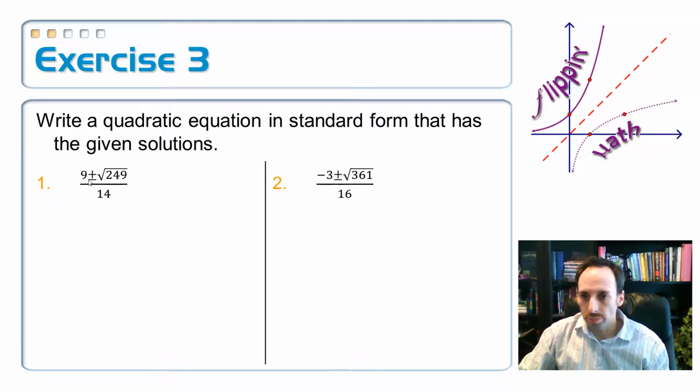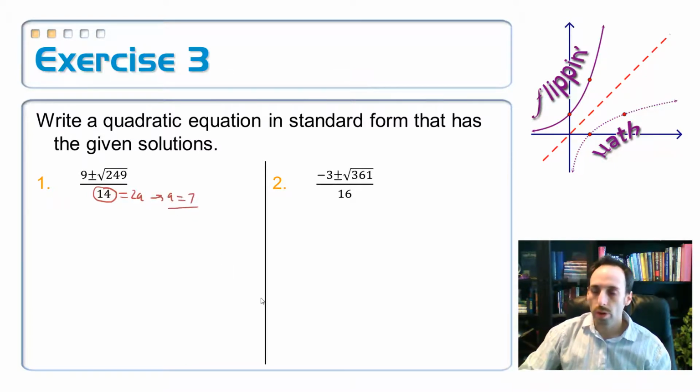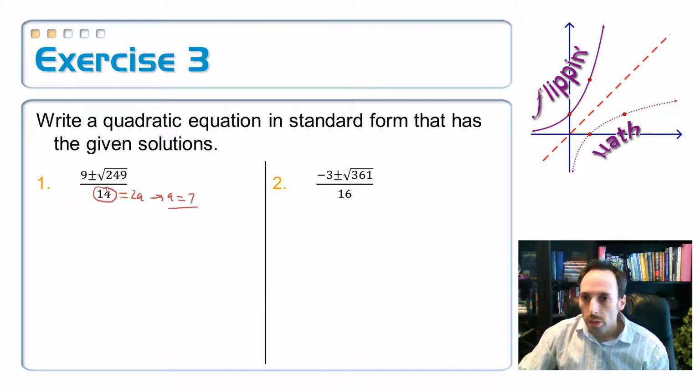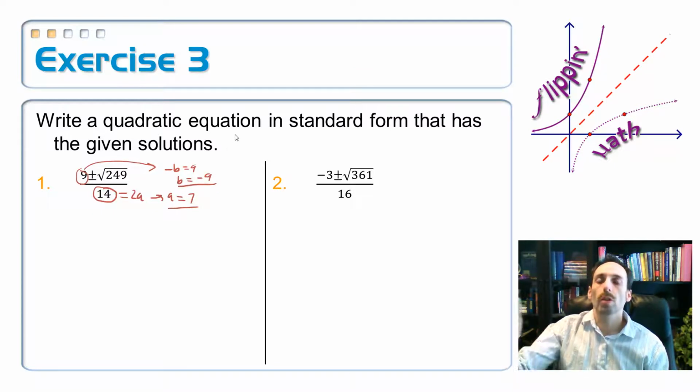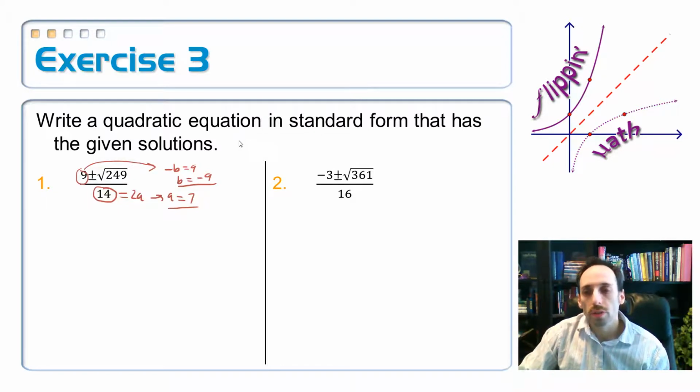If I take a look at that 14, isn't that equal to 2a? So that means that a is equal to 7. Alright, I got that part so far. Now if I look at this 9 right up here, that's negative b. So negative b equals 9. B is equal to negative 9. Look at that. Without hardly any work, I got my a and I got my b. Only thing left to get is my c.